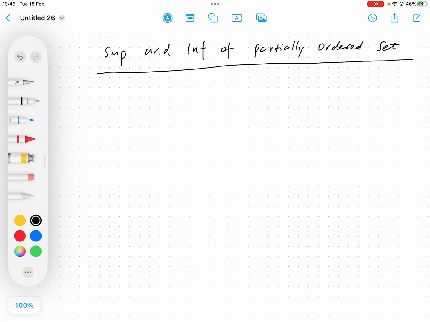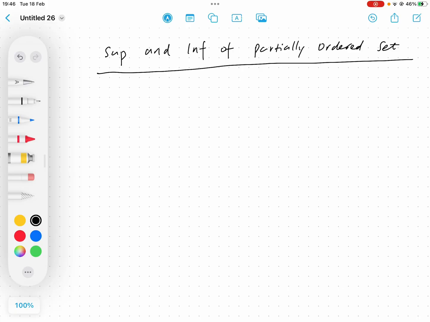Hello. So today let's talk about the supremum and infimum of a partially ordered set. This episode is based on our discussion from last time, right? We discussed the definition of a partially ordered set, and we also saw some properties that have to be satisfied in a partially ordered set.